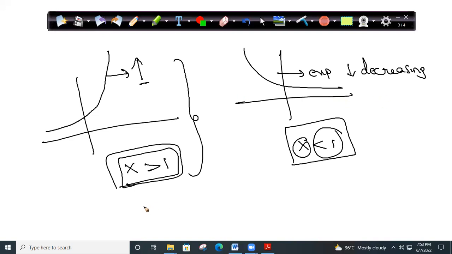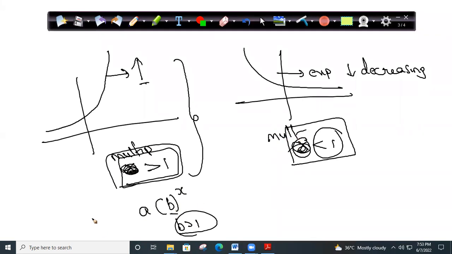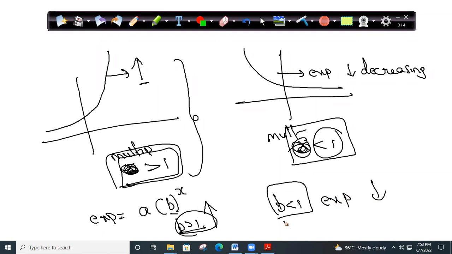Next, an exponential function can also be written as a into b power x. If b is greater than 1, it is multiplying with a number greater than 1, not adding x. So, if b is greater than 1, it is an exponentially increasing function. If b is less than 1, it is an exponentially decreasing function.